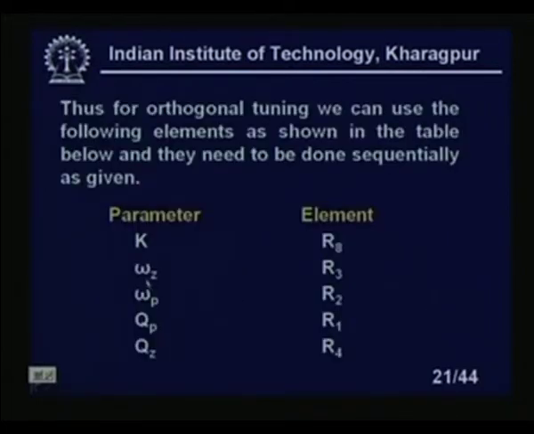Here you see omega z with R3, omega p with R2, and Q p with R1. So, if I vary omega z, then what will happen? If I vary R3, omega p will vary, but it does not matter, I will use R2 to bring it back to the original or desired value. Similarly, I can tune Q p and Q z by R1 and R4 respectively.